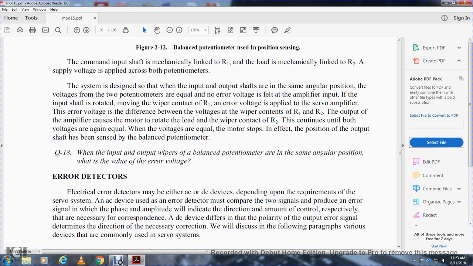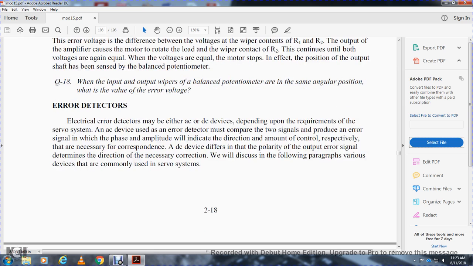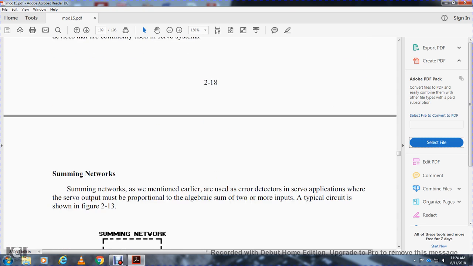Three, the error detectors. Electrical error detectors may be either AC or DC devices, depending on the requirements of the servo. The error detector must compare the two signals to produce an error signal. For AC devices, the phase of the amplitude will indicate the direction of the control. For DC devices, the polarity of the output error signal indicates the direction of the necessary correction. We will discuss the following various devices commonly used in servo systems.